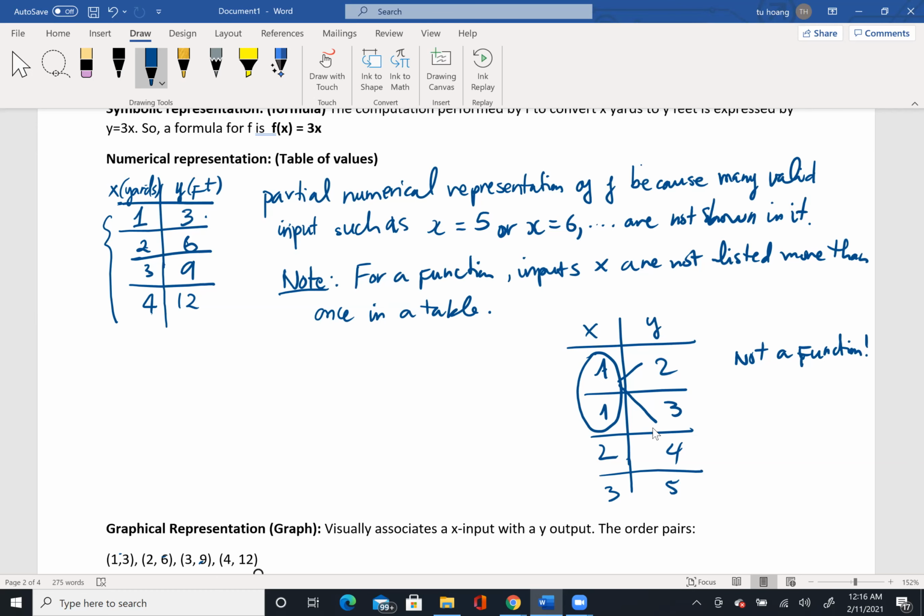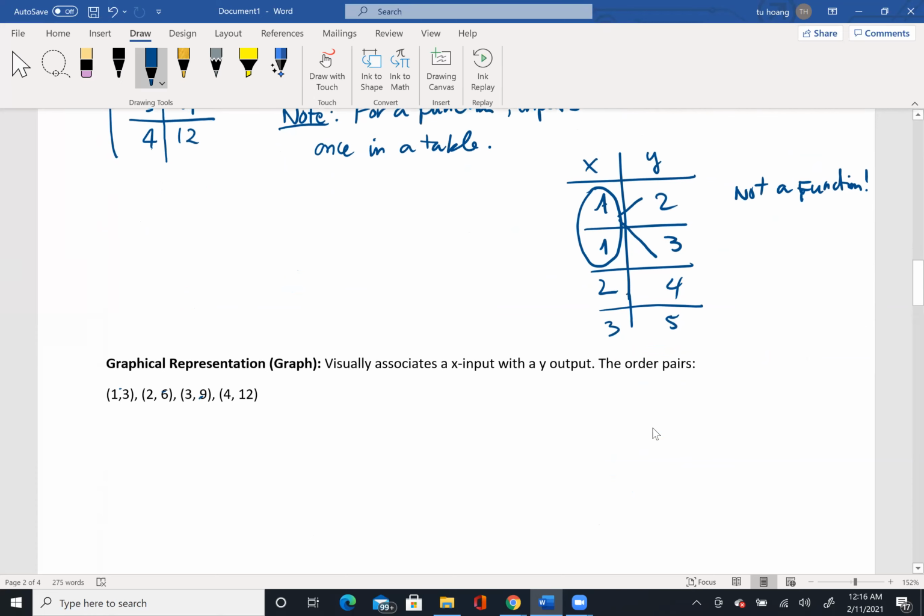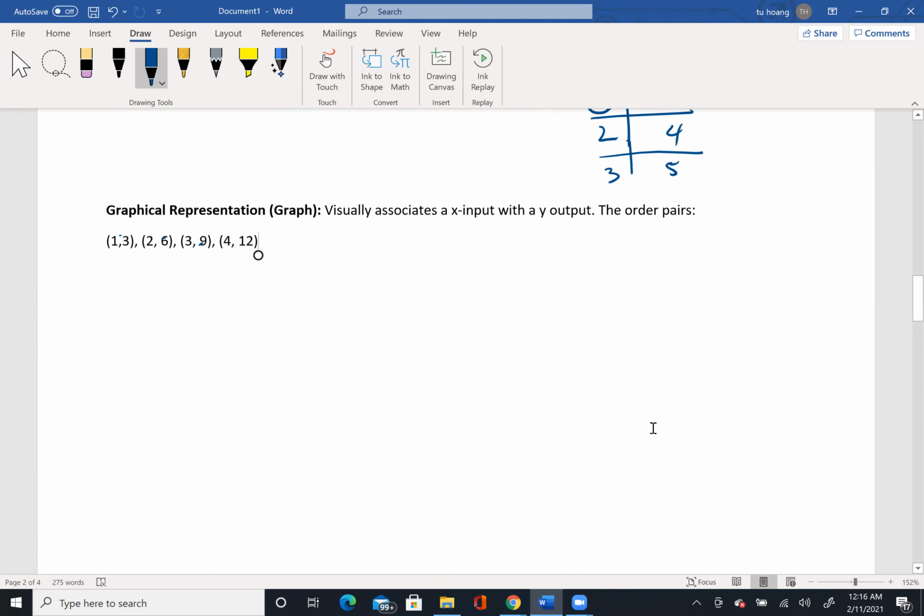So from these ordered pairs, I can graph, or I can plot on the XY. Okay, so let me draw the XY coordinate.